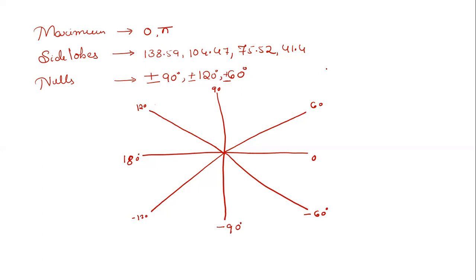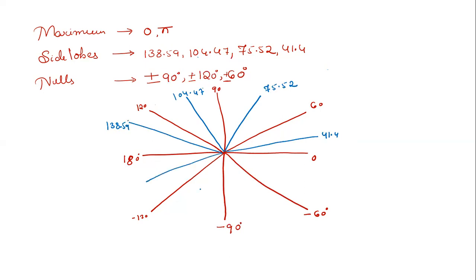Let me write the side lobes. Let me try to change the color of my pen. Okay, side lobe, where do I have? I have starting from 41.4. I'll write here 41.4. It's not exactly 41.4, but let's consider. And then one more I have at 75.52. Then I have at 104.47, somewhere here. And then I have one more at 138.59. Since everything ended up with cos, I can write the same to the other side as well.